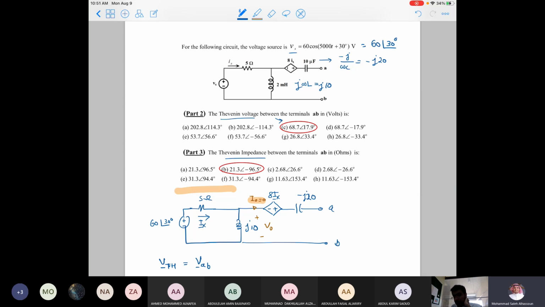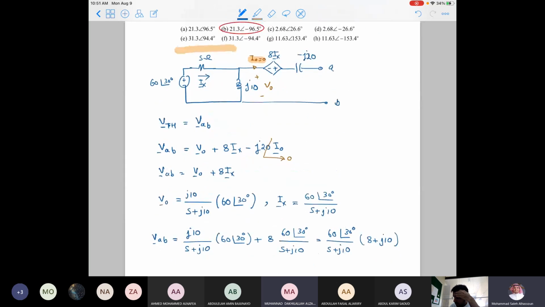Okay, any questions, Shabab? Mohammed? I just want to make sure, to find V0, I can just say that V0 equals Ix times j10. Is that correct? Yes. Okay, thank you. It's exactly the same. You can see it here. So the difference between Ix and V0 is just a factor of j10.